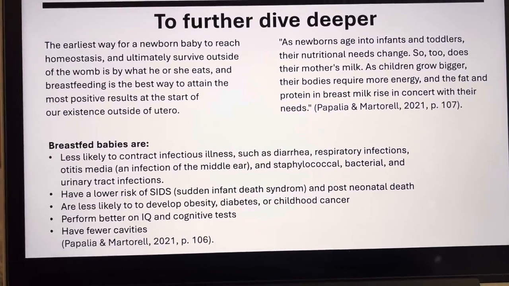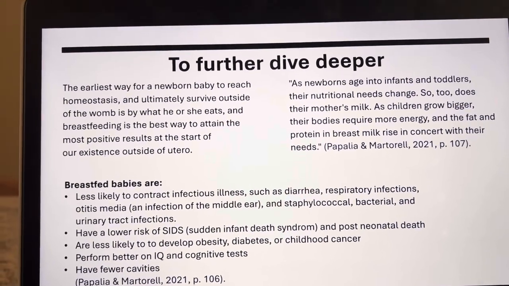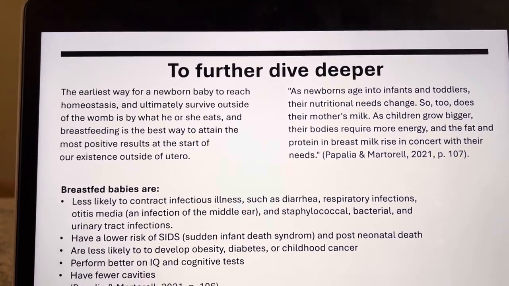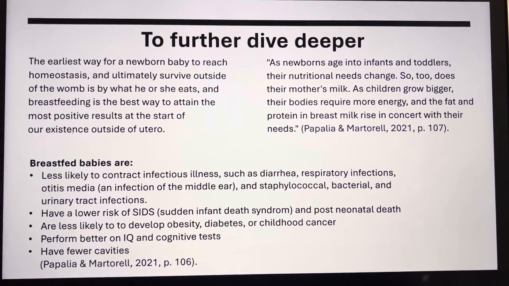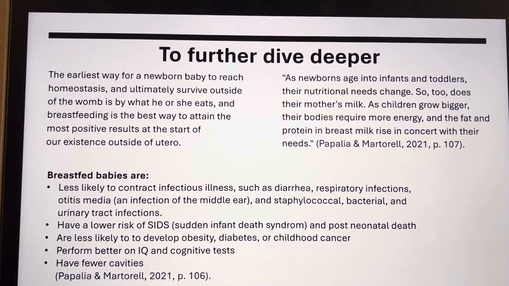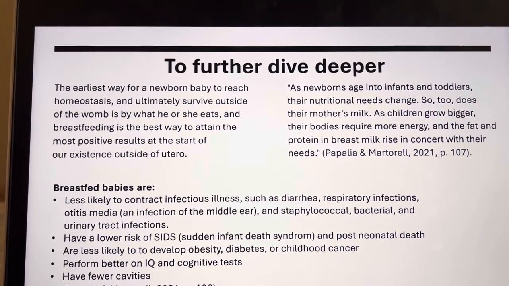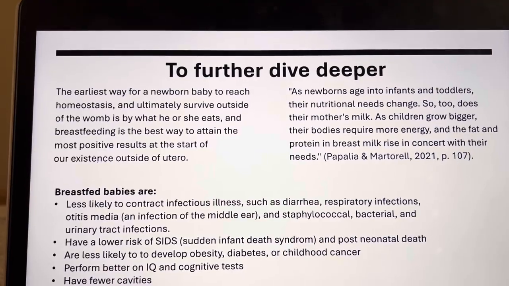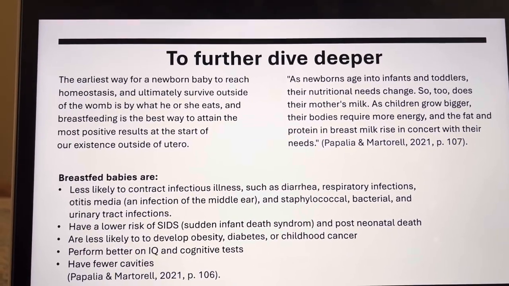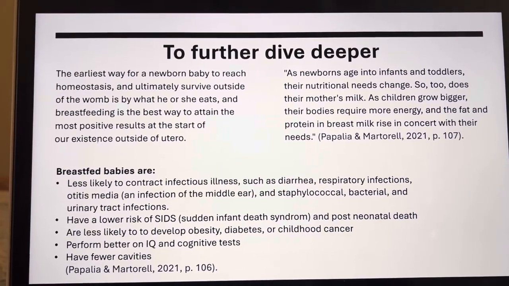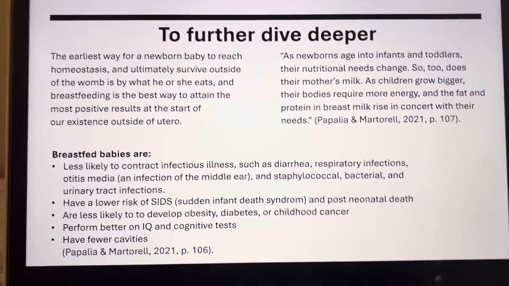So breastfed babies are less likely to contract infectious illnesses such as diarrhea, respiratory infections, otitis media, which is an infection of the middle ear, and staphylococcal, bacterial, and urinary tract infections. They have a lower risk of SIDS, which is sudden infant death syndrome, and postneonatal death. They are less likely to develop obesity, diabetes, or childhood cancer. They perform better on IQ and cognitive tests and have fewer cavities.